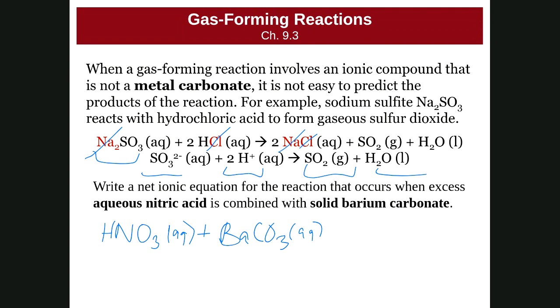I'm sorry, that should be a solid. It says so right here. All right, so we're reacting. We're going to have a double displacement. So our nitrate ion is going to displace our carbonate ion. So we're going to end up with barium nitrate. So nitrate is a 1 minus, so that means we need 2 of them to balance out the plus 2 of barium.